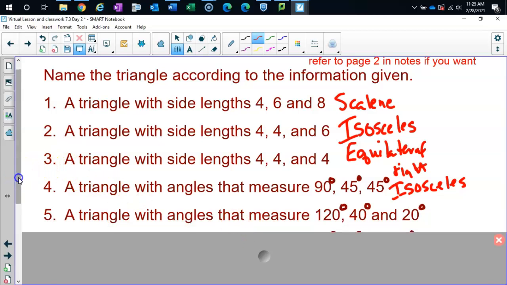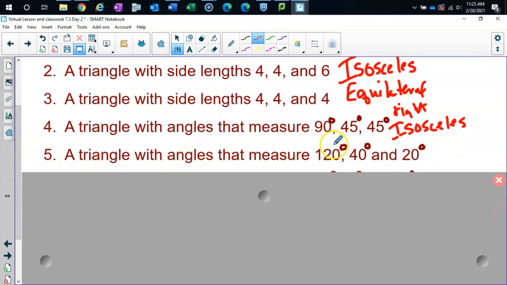Number 5, a triangle that has angles 120, 40, and 20. Go. All right, well, 120 degrees is an obtuse angle. So you should have said obtuse. 3 different angles means 3 different sides. Scalene. So obtuse, scalene. Now, if you said scalene, obtuse, that is also fine.